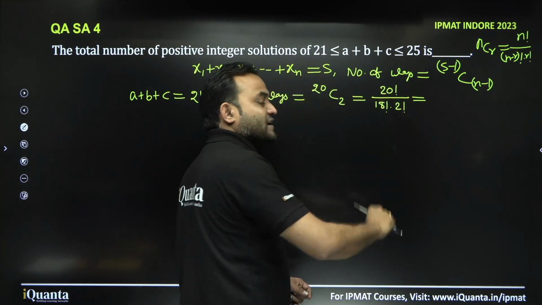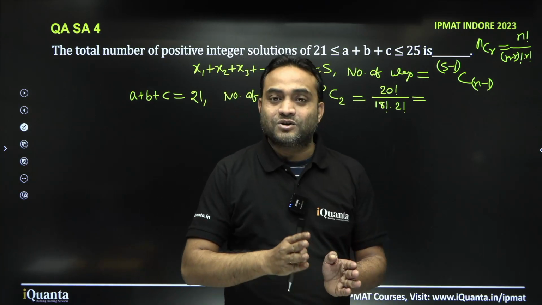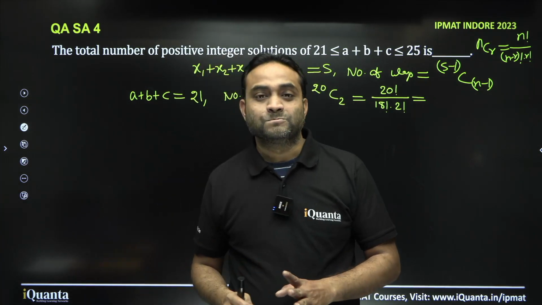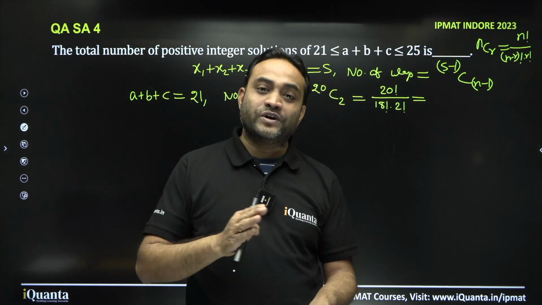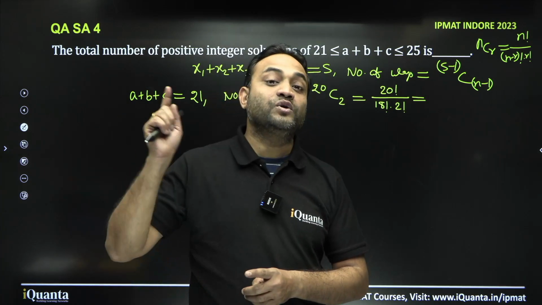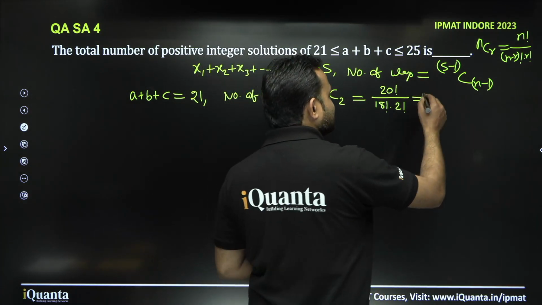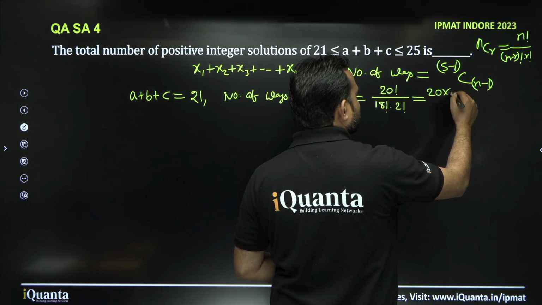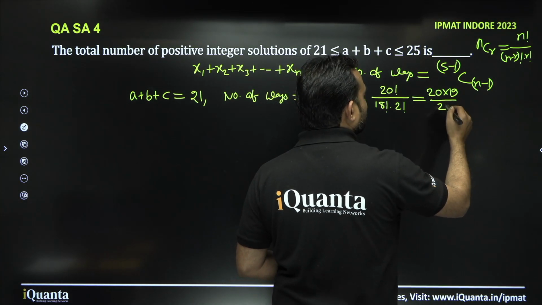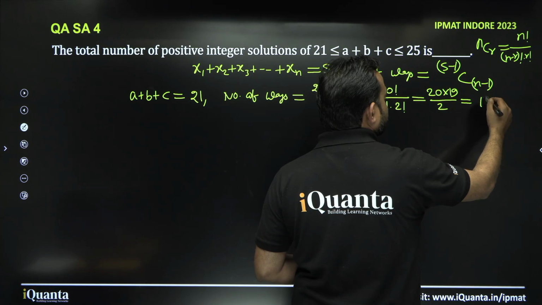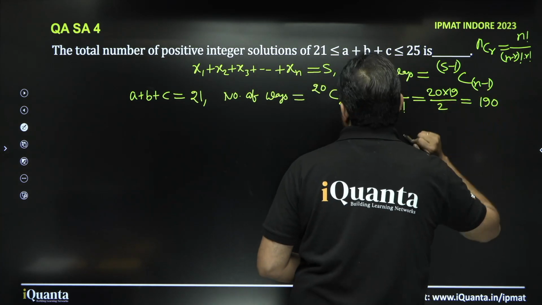So 20 factorial क्या होता है? 20 into 19 into 18 into 17 up to so on. So 20 factorial can be written as 20 into 19 into 18 factorial, right? So 18 factorial cancelled out. We get 20 into 19 divided by 2 factorial, which is 2. तो ये वैल्यू आ जाएगी 190. ये एक वैल्यू आ गई.